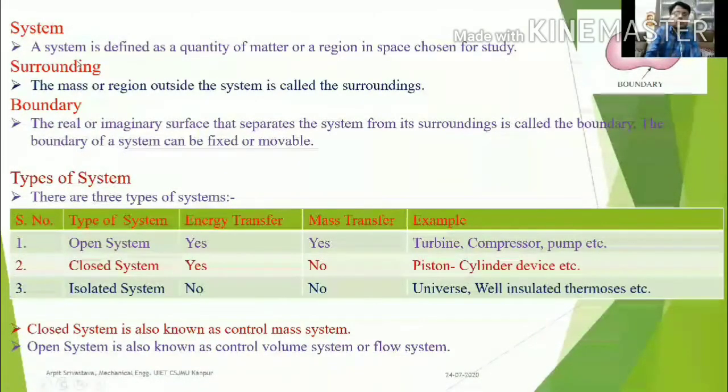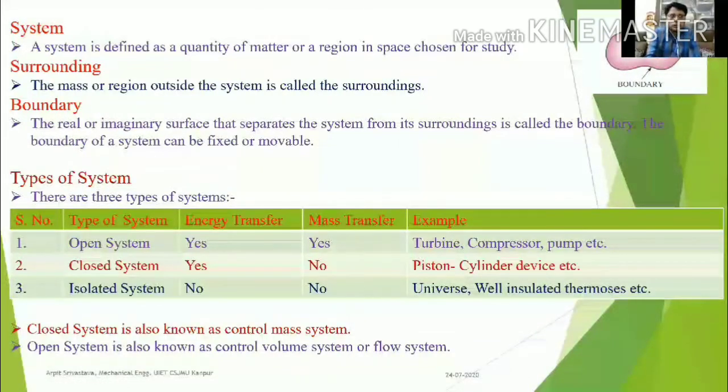Another term is boundary. Boundary is the interface between system and surrounding. That is the separation wall between system and surrounding. Boundary is defined as the real or imaginary surface that separates the system from its surrounding. The boundary of the system can be fixed or movable. So we can understand this line: the boundary of a system can be fixed or movable, by some examples.